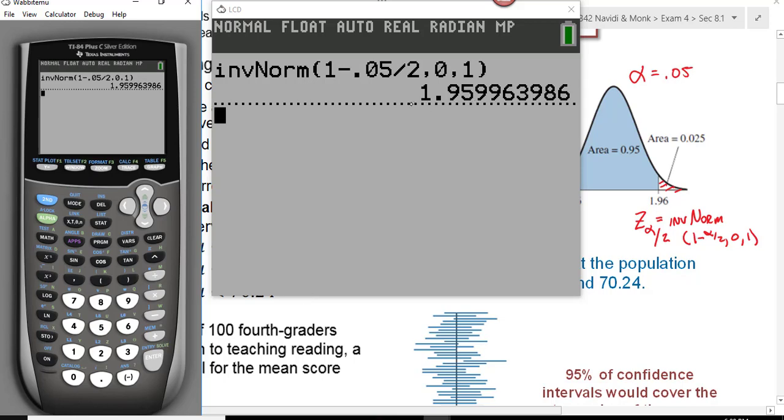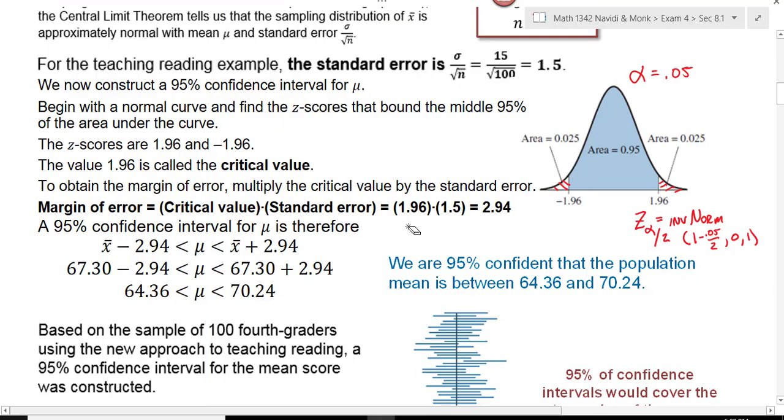of 1.96. Now to calculate your margin of error, you just take your critical value times your standard deviation divided by the square root of n, and that gives us 2.94. So our margin of error is 2.94. To get the bounds on this confidence interval, I would take x bar minus 2.94 and x bar plus 2.94. Well, x bar we said in the problem was 67.3. So when I do 67.3 minus 2.94, I get 64.36. And when I do 67.3 plus 2.94, I get 70.24.